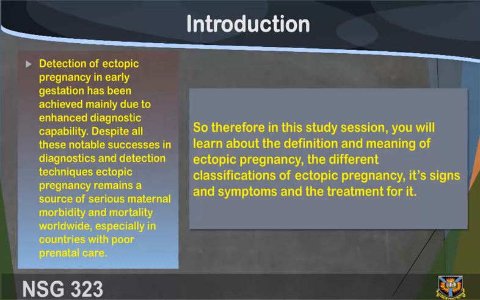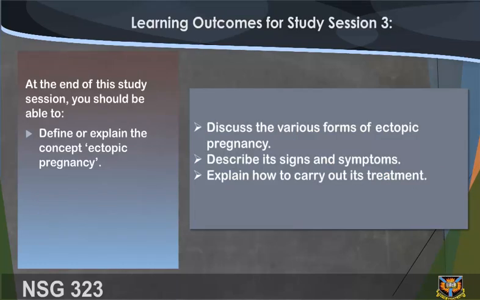So therefore, in this study session, you will learn about the definition and meaning of ectopic pregnancy, the different classifications of ectopic pregnancy, its signs and symptoms, and the treatment for it. Learning outcomes. At the end of the study session, you should be able to define or explain the concept of ectopic pregnancy, discuss the various forms of ectopic pregnancy, describe its signs and symptoms, and explain how to carry out its treatment.